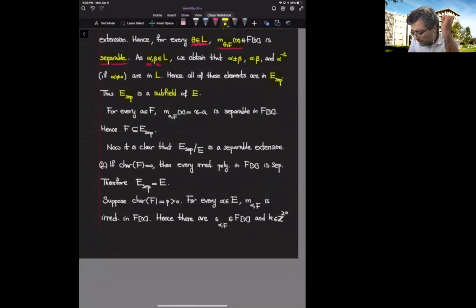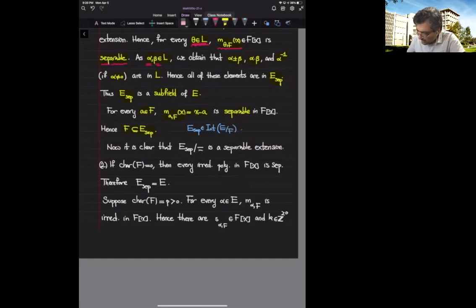Now, if I give you some element a inside F, the minimal polynomial of a over F is the degree 1 polynomial x minus a. It has only one zero, so it's clearly separable. That means that every element inside the base field F is already inside E sub sep. Altogether, we get that E sub sep is an intermediate subfield of E over F.